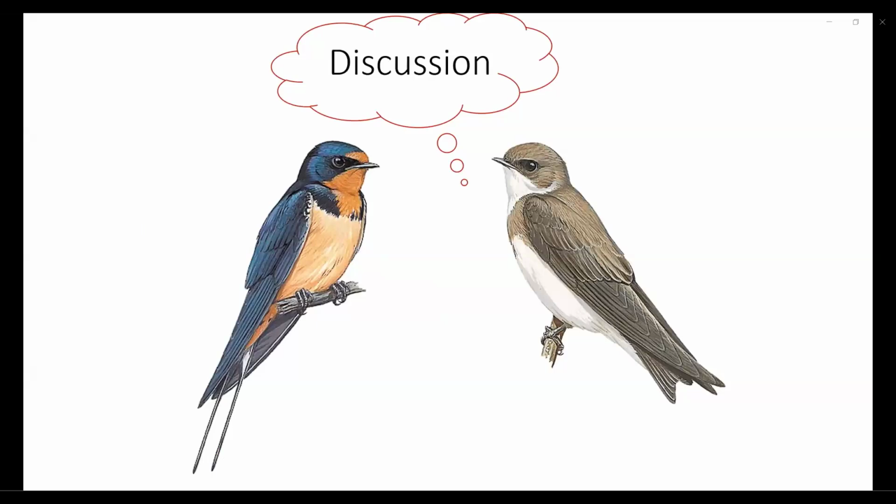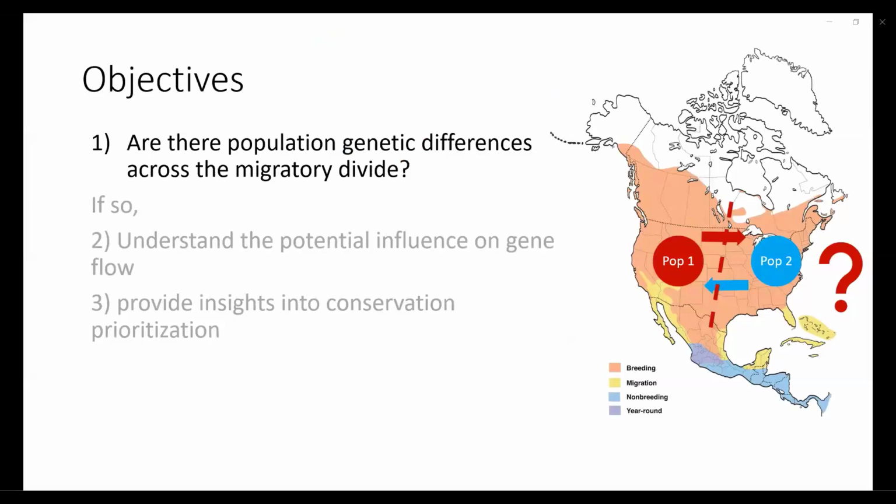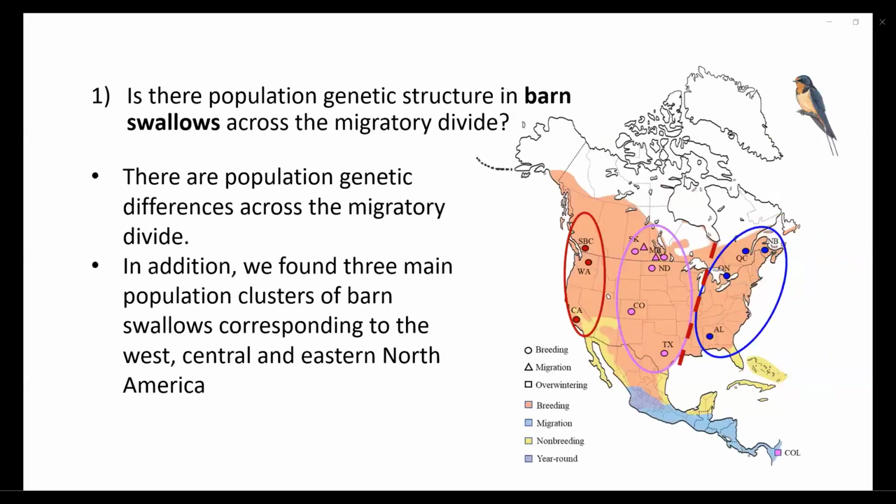Jumping into the discussion, our first research objective was to identify whether there are population genetic differences across the migratory divide. For barn swallows, yes, there are population genetic differences across the migratory divide. In addition, we also found another cluster within the western cluster. So that corresponds to west, central and eastern parts of North America.